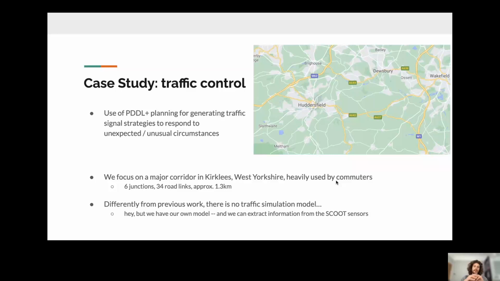And differently from previous work, from us and from other people working in planning or scheduling for urban traffic control, we don't have a traffic simulation model. So what we need to do is to exploit the current systems which are in charge of generating traffic signal strategies, which are SCOOT, and exploit their sensors for the purposes of creating our own models.